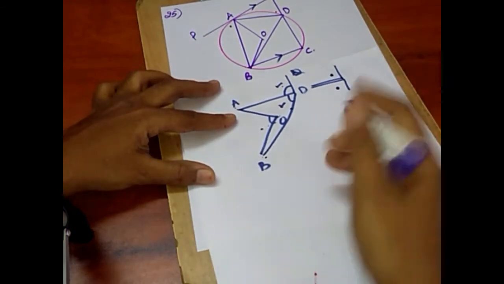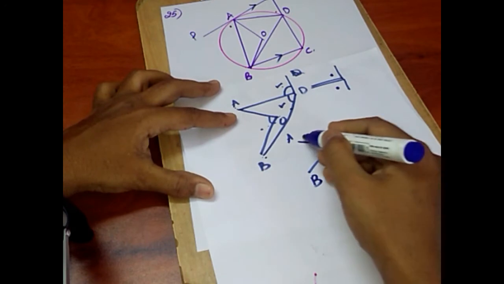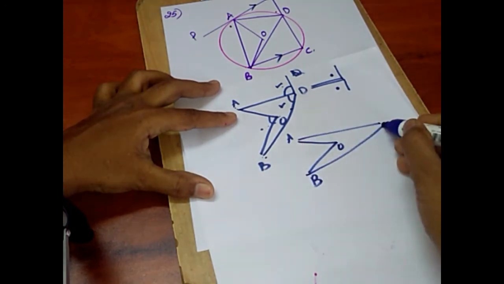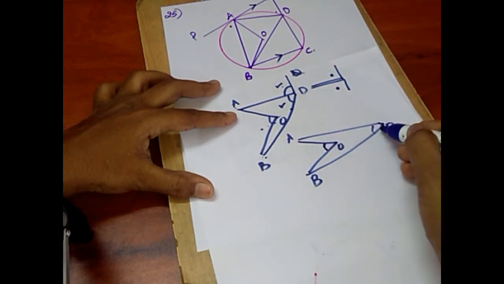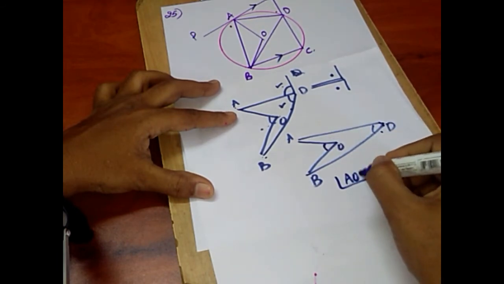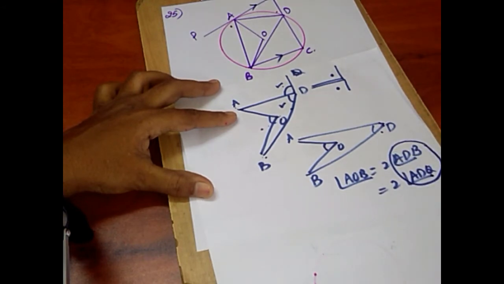Let me repeat. We know from the properties of a circle that angle AOB is twice the angle ADB. Angle at the center, angle at the circumference. But it is asked to prove that angle AOB is equal to twice the angle ADQ. So our target is to prove angle ADB is equal to angle ADQ. Let us think how we can do this.